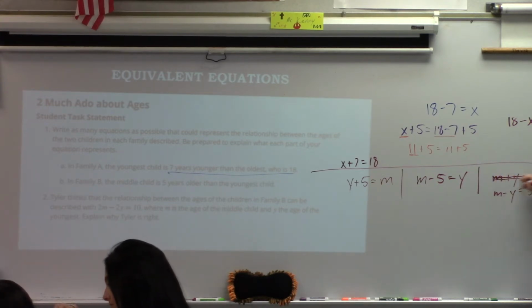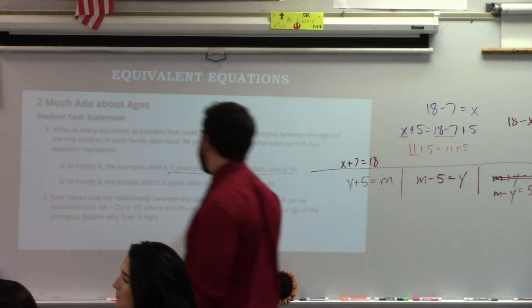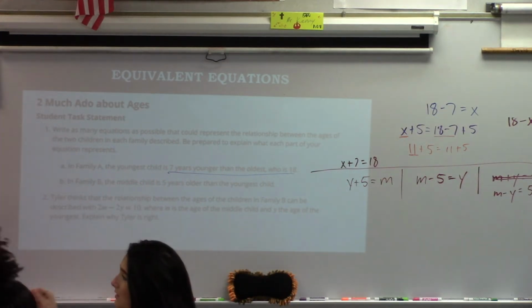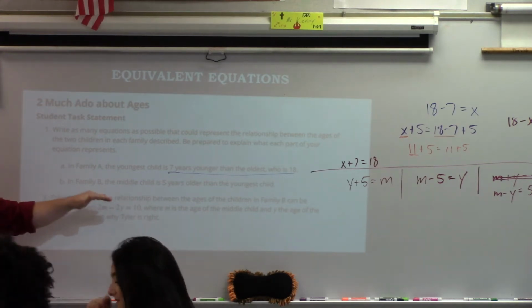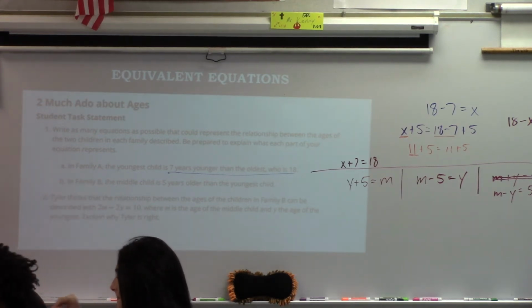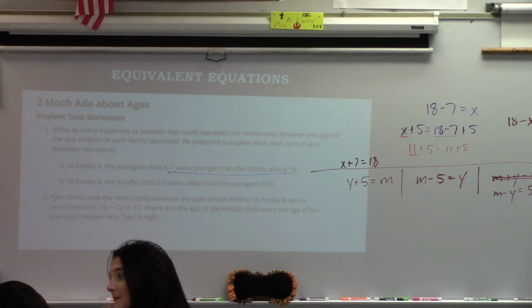Okay, cool. Anybody have any trouble with number 2? Everybody have a little trouble with number 2? So let's look at this one together. Tyler thinks that the relationship between the ages of the children in family B can be described with 2m minus 2y is equal to 10, where m is the age of the middle child and y is the age of the youngest. Okay?